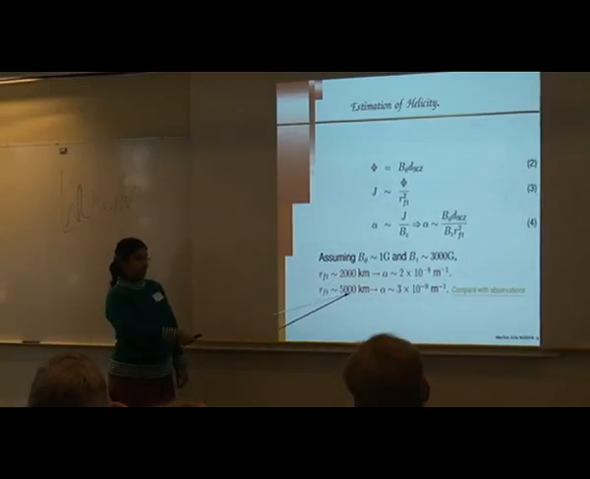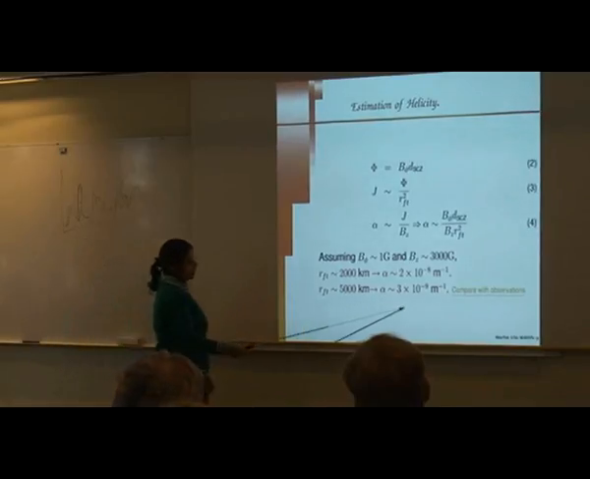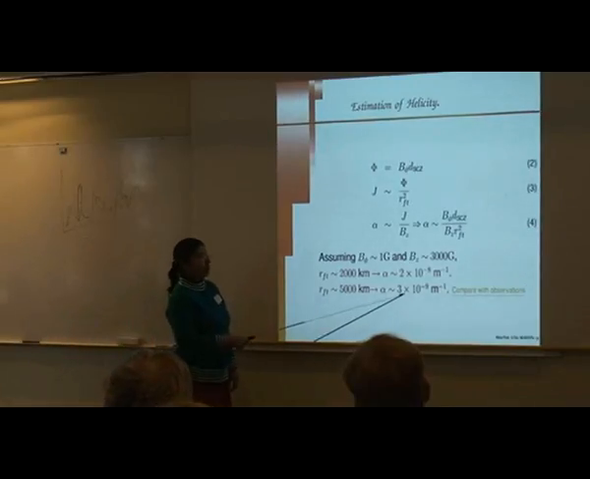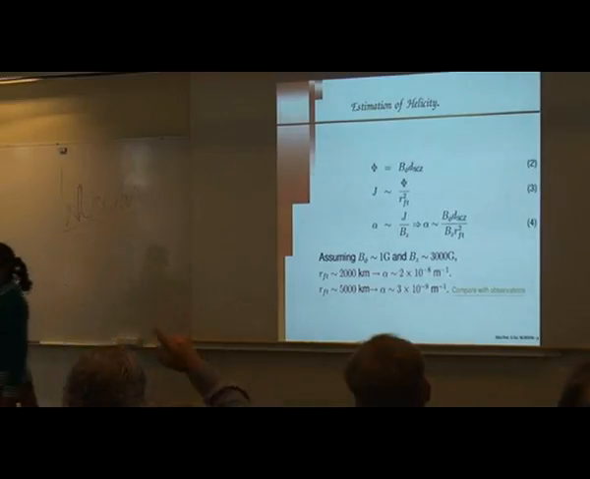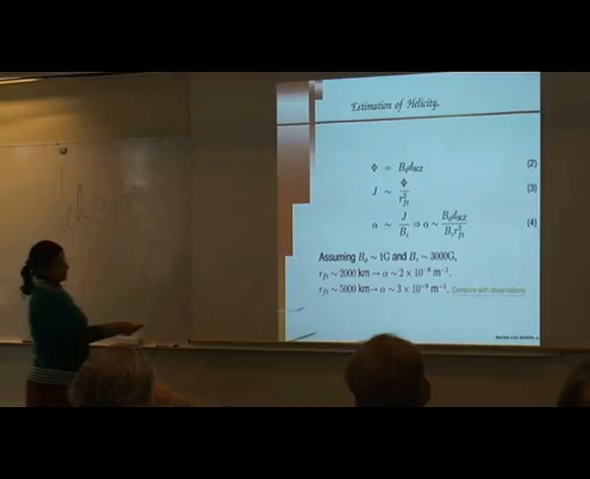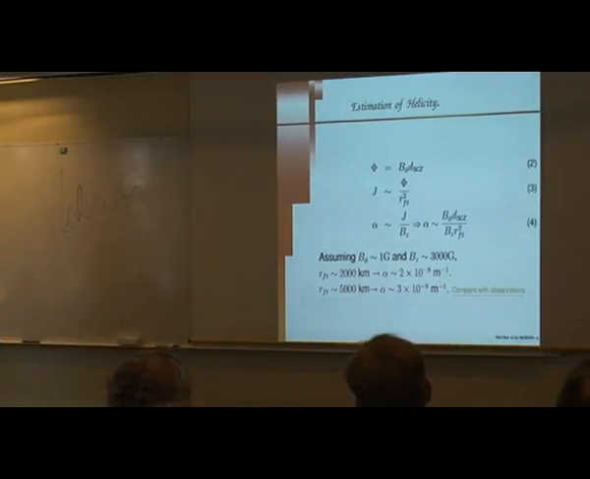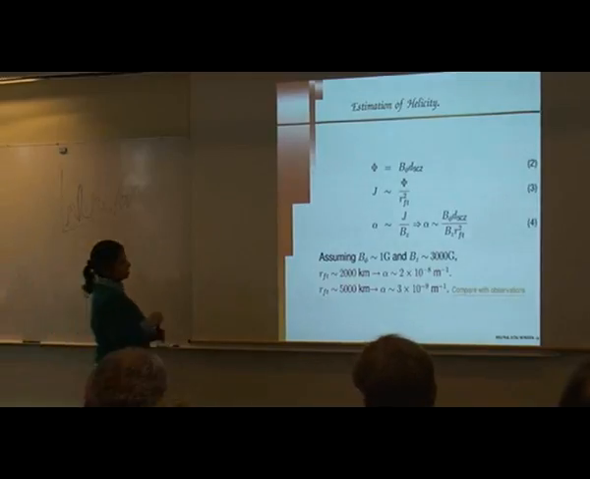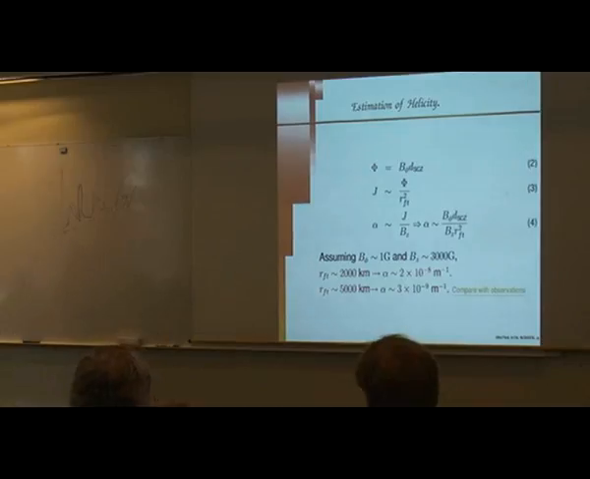Whereas for a sunspot which has a larger radius, 5,000 kilometers, we expect this twist to be smaller, of the order of 3 times 10 to the minus 9 per meter. And these values are actually comparable to the values given by Canfield and Pevtsov in their paper. So one direct conclusion from this simple calculation is that we would expect bigger sunspots to have smaller helicity and smaller sunspots to have larger helicity.